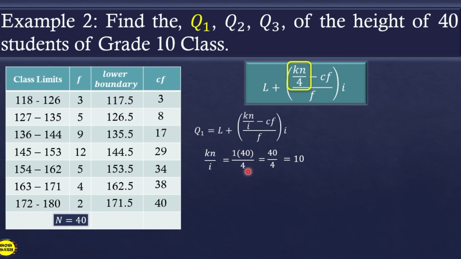So, si 10 ay nasa pagitan ni 8 and 17. So, nasa pagitan ni 8 and 17. So, kunin lagi natin yung mas mataas yung number. So, ito yung quartile class natin ngayon. So, yung CF natin is 8.